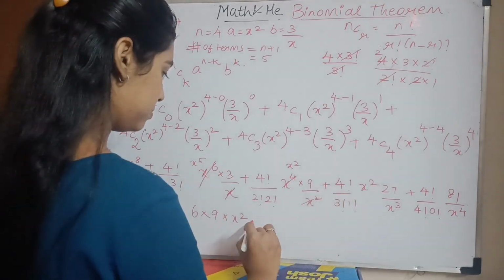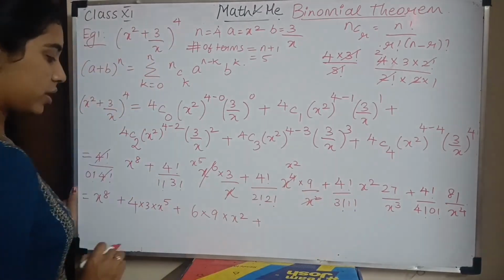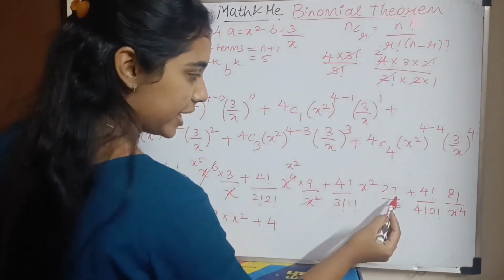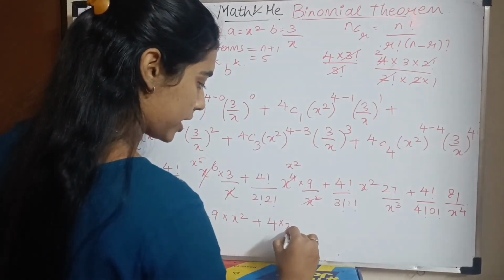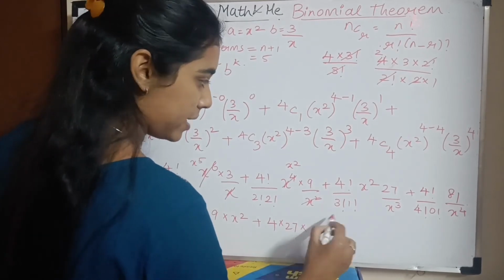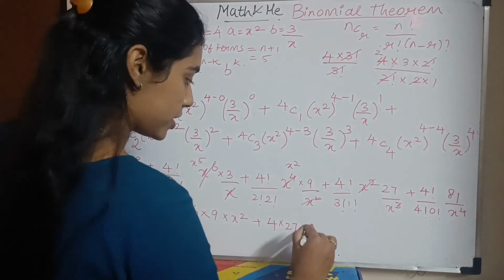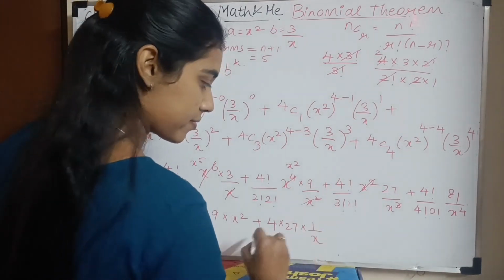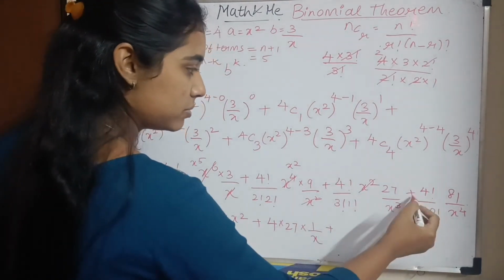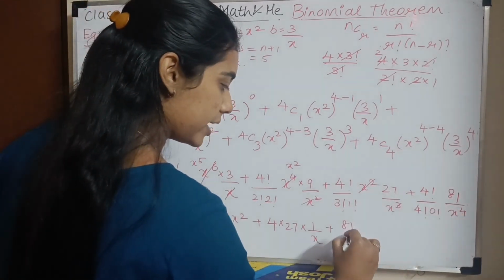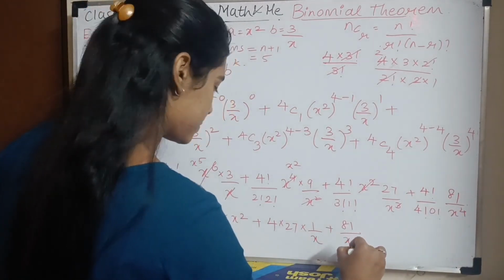What is my next term? 4 factorial, 3 factorial, 1 factorial. Same thing that I have here, which is 4. So I have 4 times 27 here. So 4 times 27 times, x square goes off. Here I'll be left with x. So it is 1 by x. Plus, what is my last term? This term becomes 1. I have 81 divided by x to the 4.